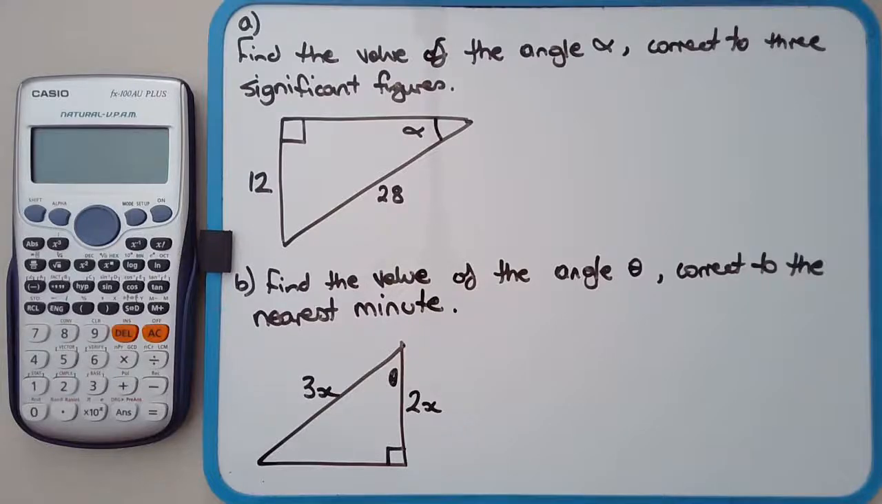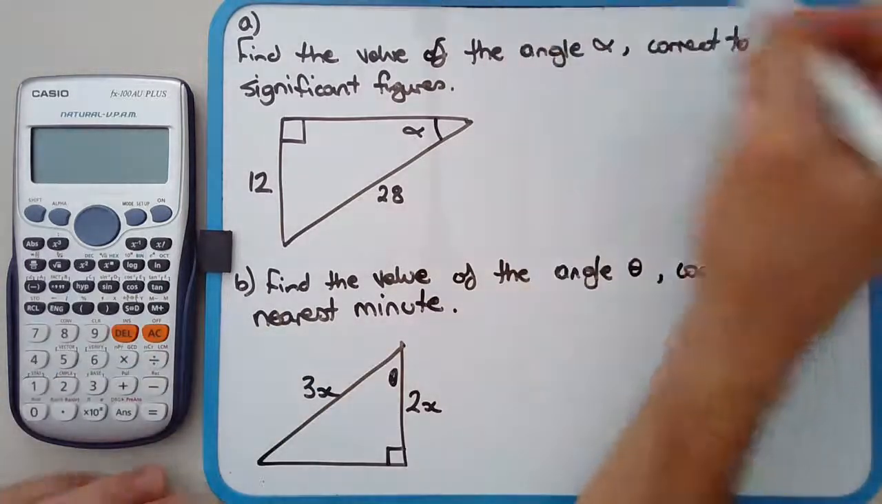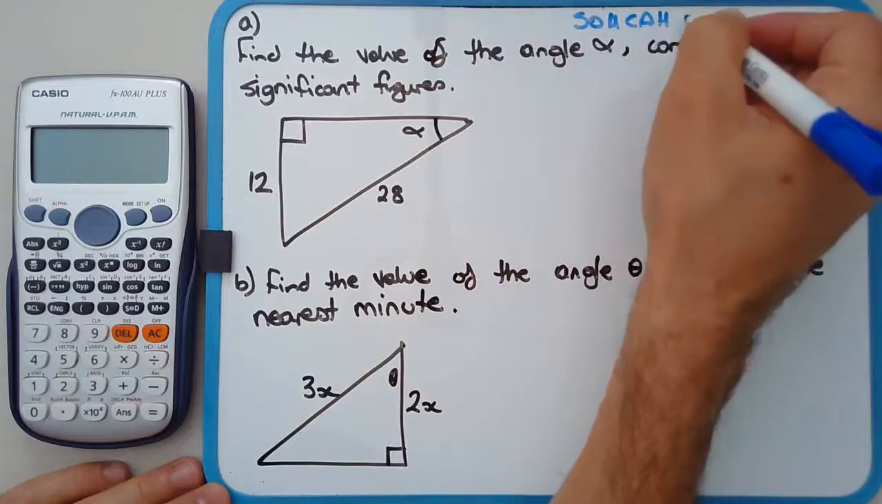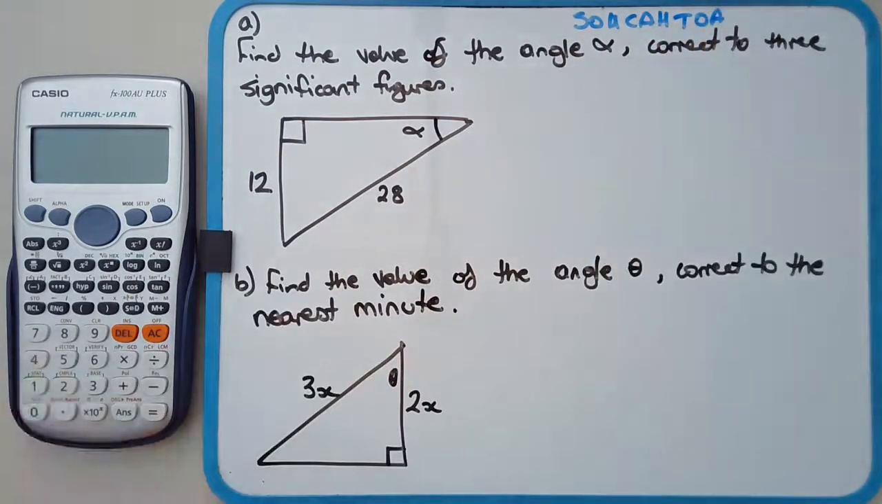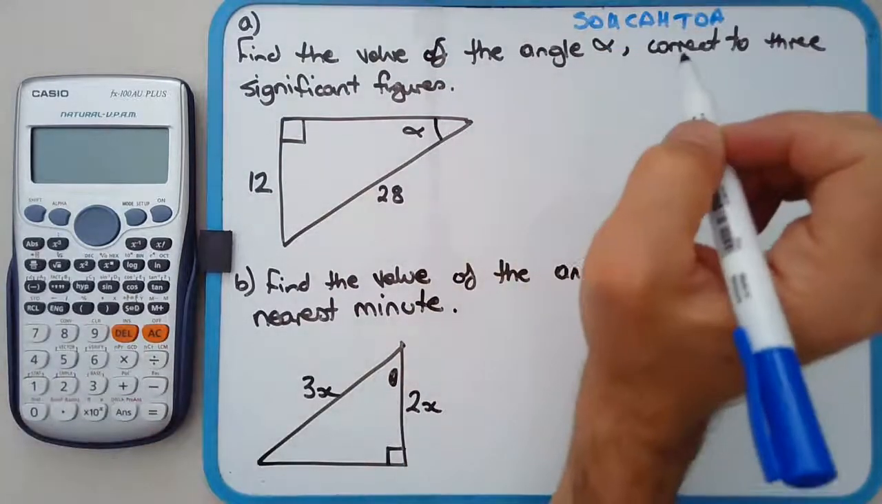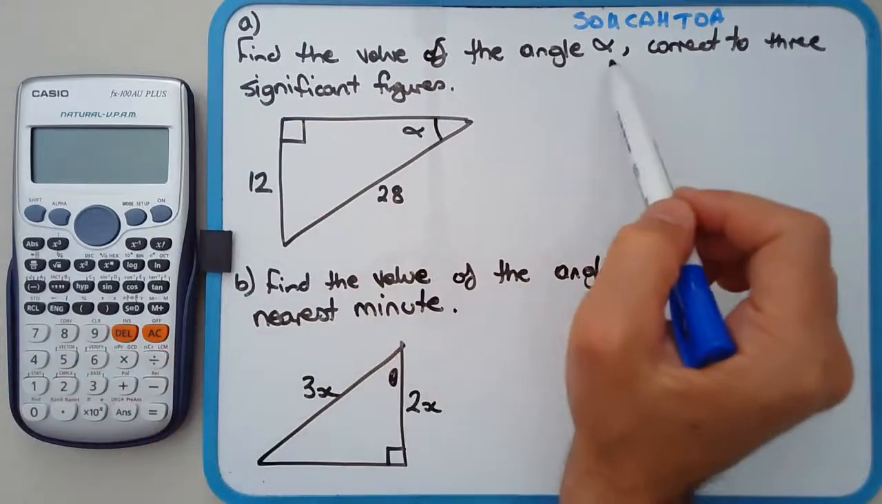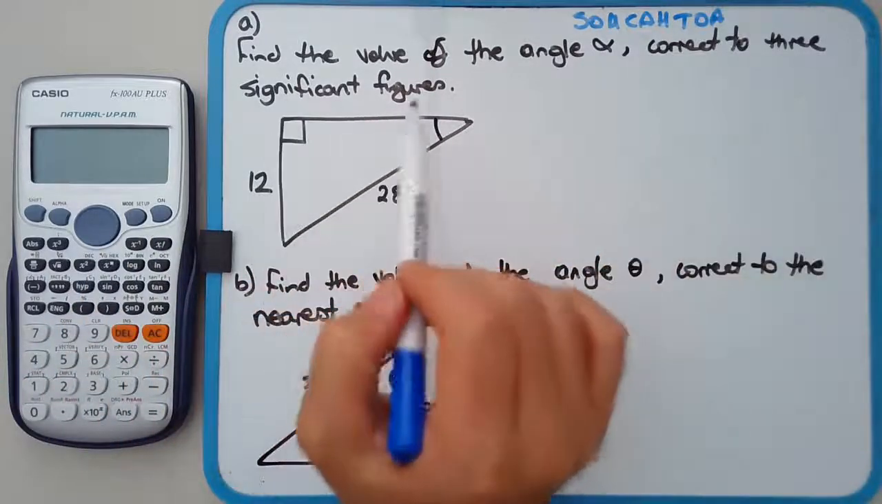Let's have a look at another example of right angle trigonometry. This time though, rather than finding an unknown side in a right angle triangle, we're going to find an unknown angle. Okay, so we apply the same basic idea, SOHCAHTOA, so I might just write that up here somewhere. It's always handy to be able to refer to that. Okay, let's have a look at question A. Find the value of the angle alpha correct to three significant figures.